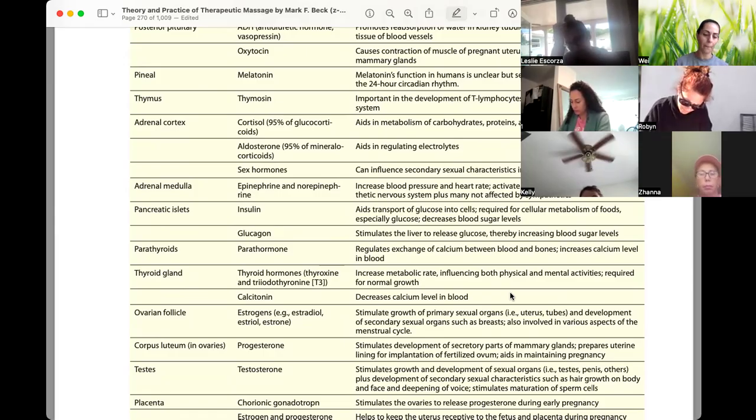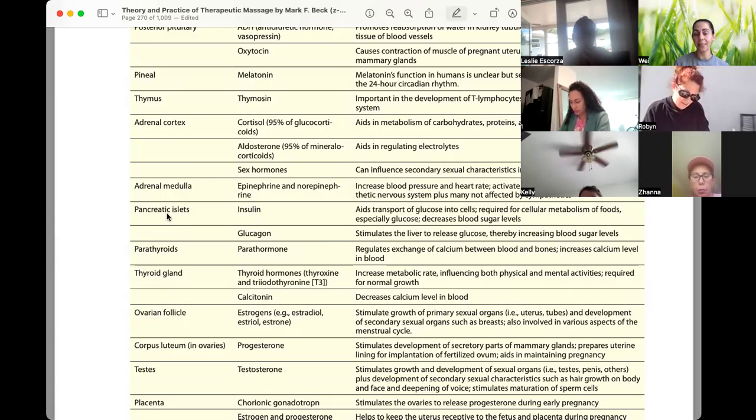Sorry, where would this one be located? I know where it's located if I'm looking at the pancreas. The pancreas is a gland. The pancreatic islets in the pancreas are the ones that specifically do this.